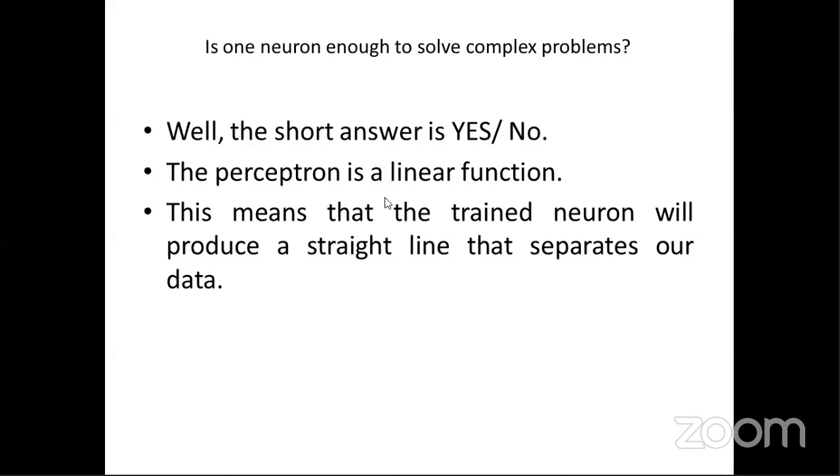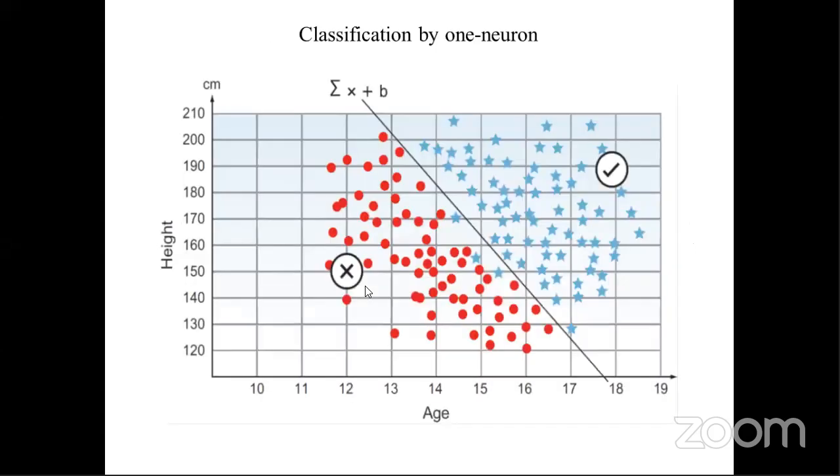Now, is one neuron enough to solve complex problems? Because I have shown you initially one neuron, then a deep learning model with n number of layers, and each layer will have multiple neurons. The perceptron is a linear function. A single perceptron gives me a linear function. Any perceptron is a linear function. This means that the neuron will produce a straight line that separates our data.